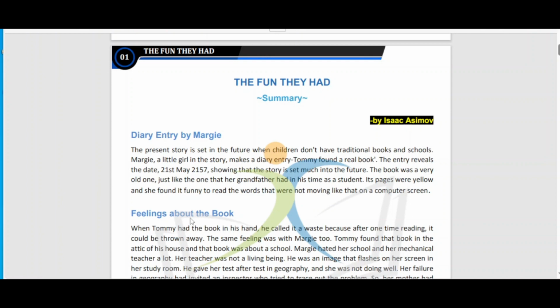Just like the one that her grandfather had in his time as a student. The book is as old as traditional books, that her grandfather had when he was a student, at that time maybe these types of books were there. Its pages were yellow, it is very common. Like if we get a very older book, a very traditional book, the pages become yellow.